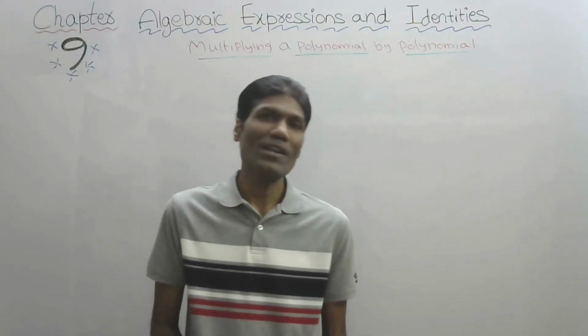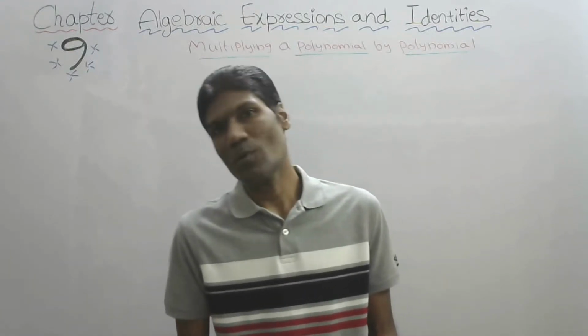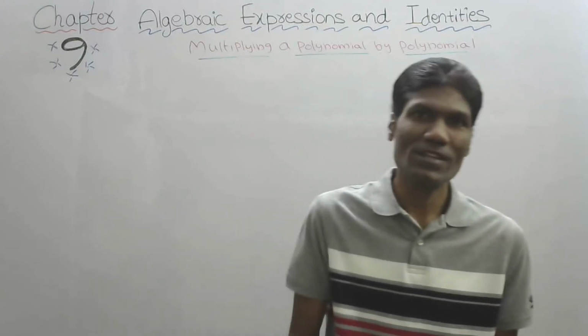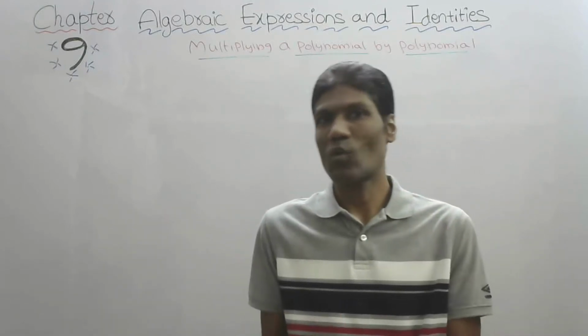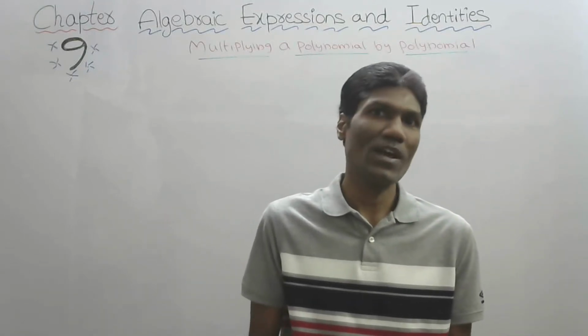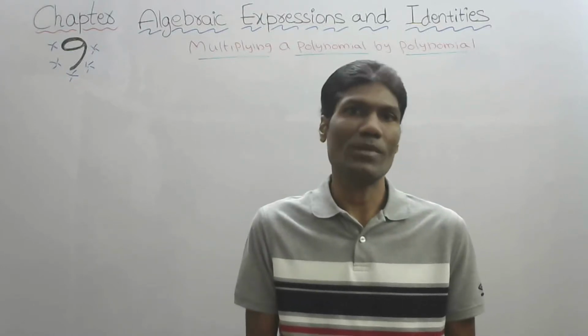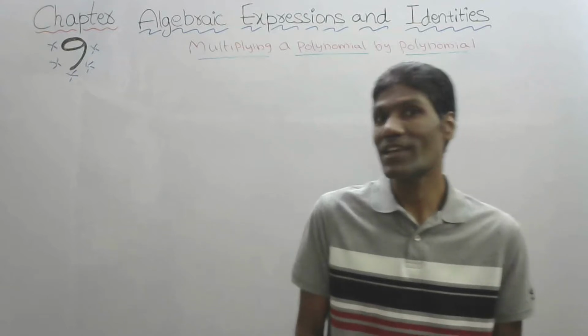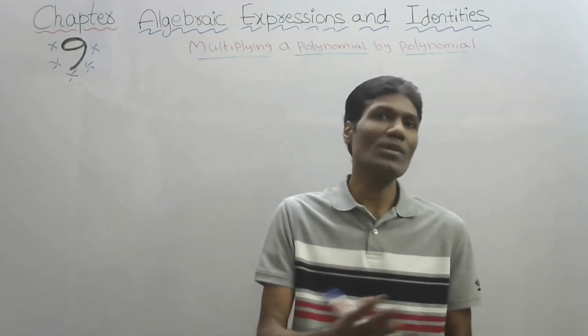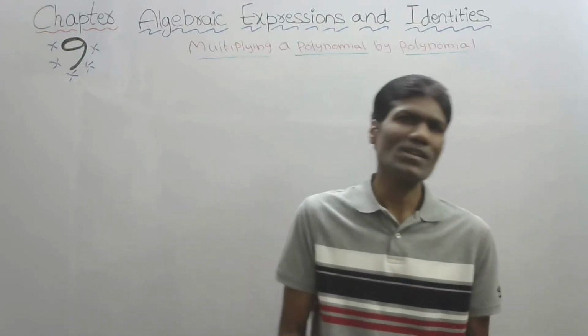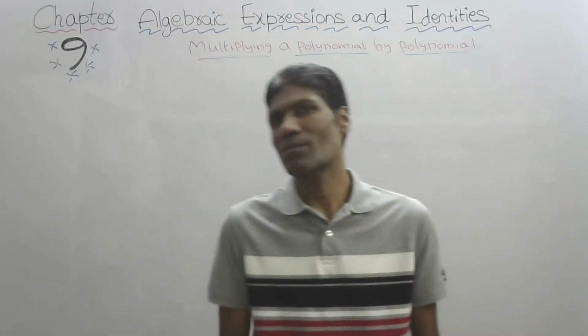Next, multiplying a polynomial by polynomial. Till now we have seen multiplying different monomials, and next we have seen multiplying monomial to binomial or trinomial. Now we will be seeing multiplying a polynomial by polynomial. Let us understand this by some example.